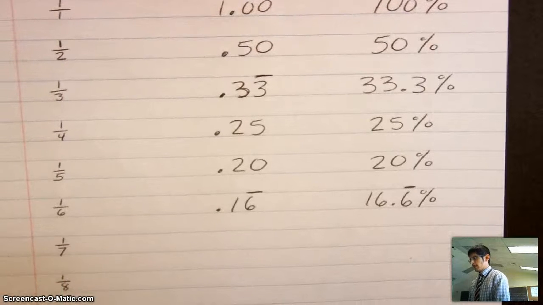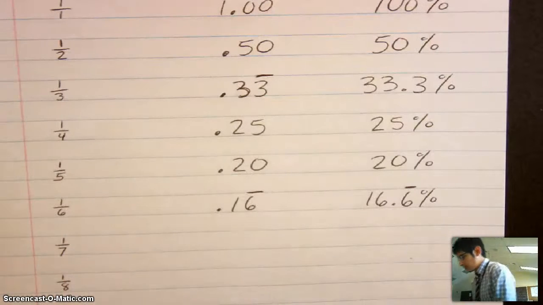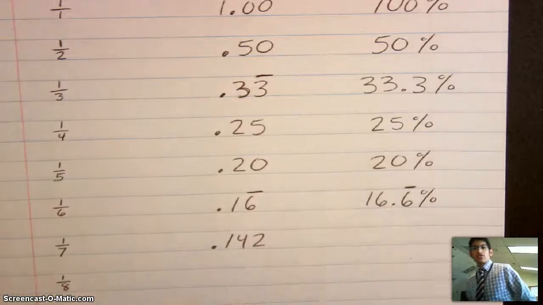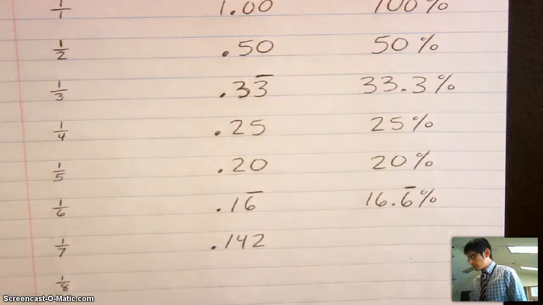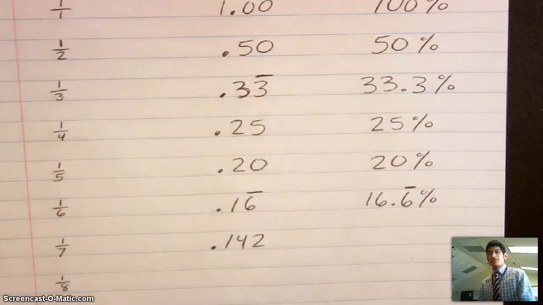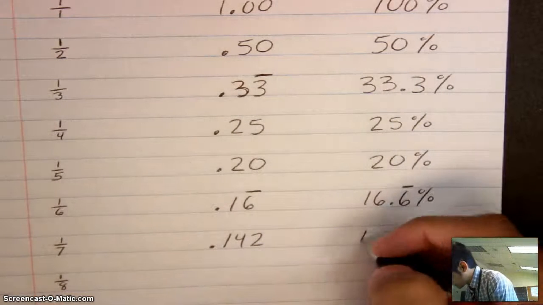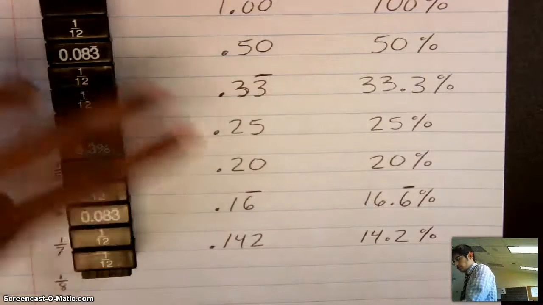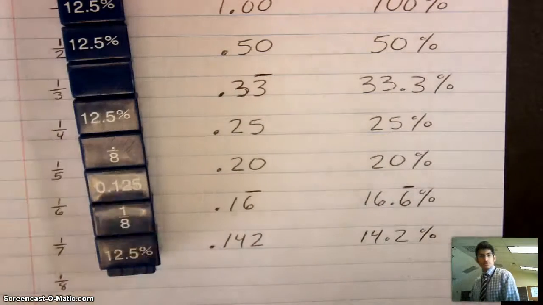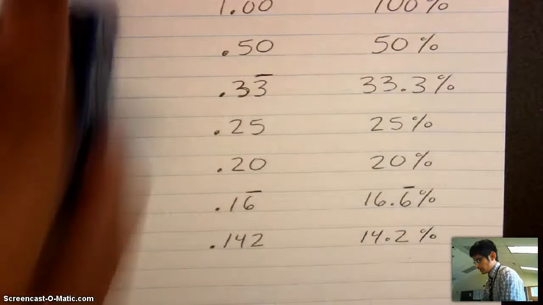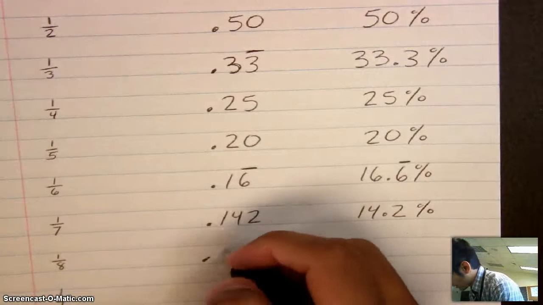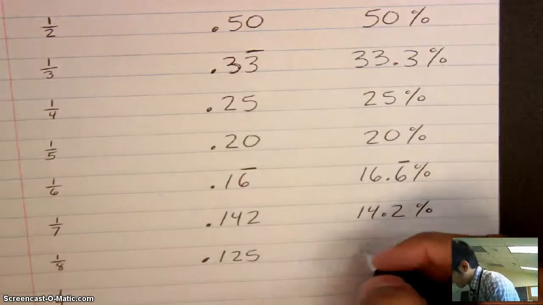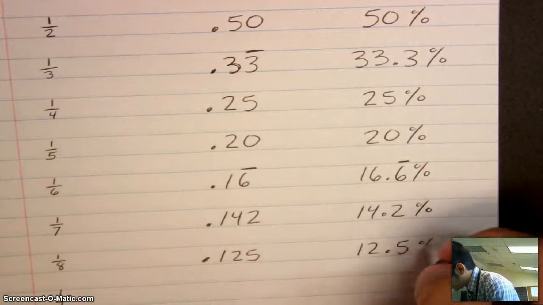All right, my 1/7, I actually don't have a 1/7 block, but my decimal for 1/7 is 0.142. So you can kind of say that as 142 thousandths, or you can kind of round it and say it's about 14 cents. So my percent is going to be 14.2%. 1/8. No, those are not the 1/8. These are the 1/8 blocks right here. So my 1/8 decimal is 125 thousandths. We can kind of round that and say that's about 12.5 cents. So that's going to be 12.5%.